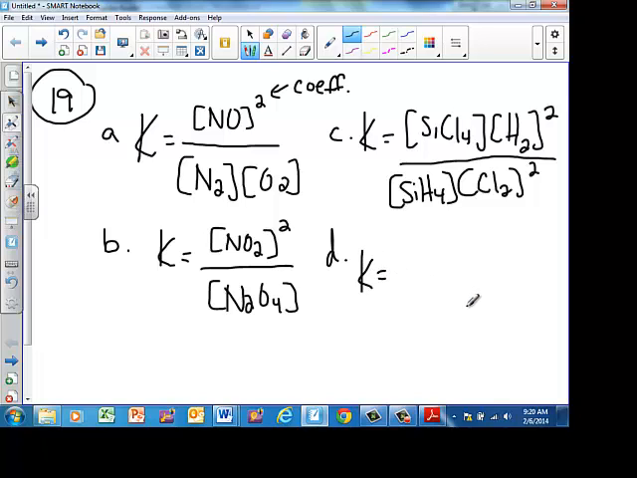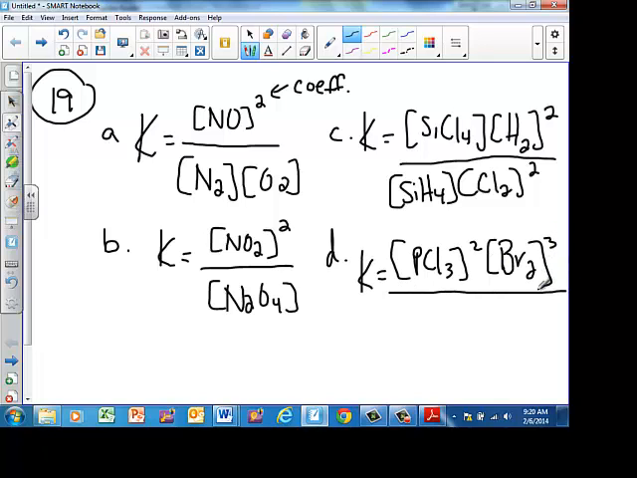Cl2 raised to the second power. And then letter D, capital K, you've got phosphorus trichloride, raised to the second. You get the point. Hopefully a lot of you were like, okay, we get it. It really is that straightforward when you are just writing what are called the equilibrium expressions.